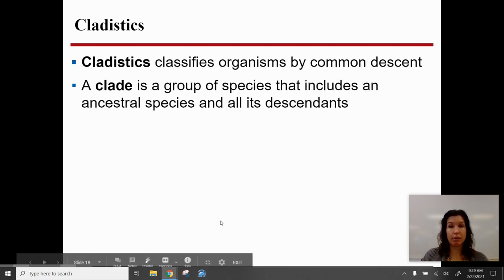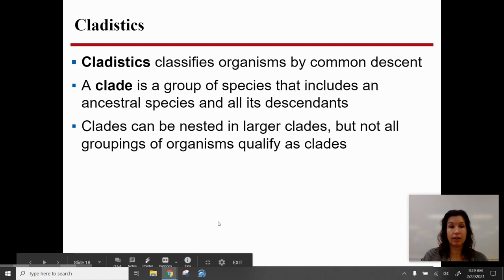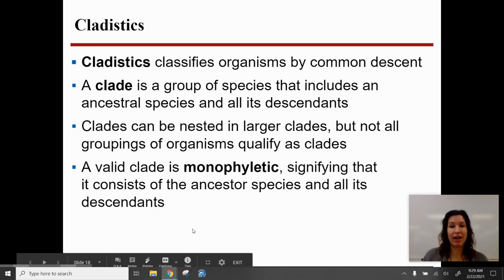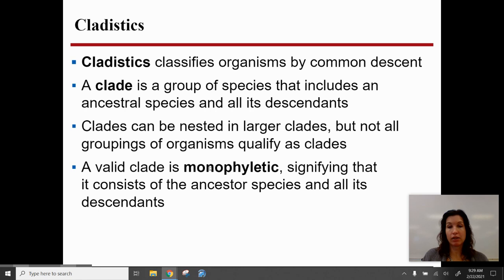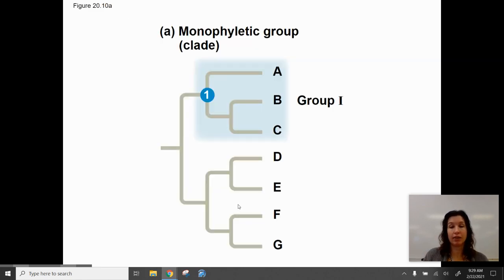Cladistics classifies organisms by common descent, and a clade is a group of species that includes an ancestral species and all its descendants. So clades can be nested in larger clades, but not all groupings qualify as clades. So a valid clade is monophyletic. Mono is one, signifying that it consists of the ancestor species and all its descendants.